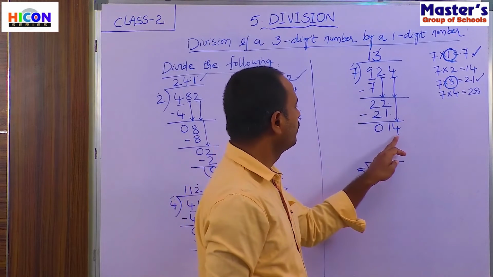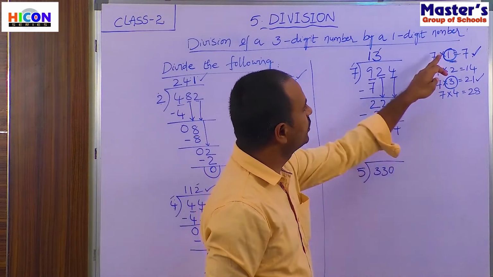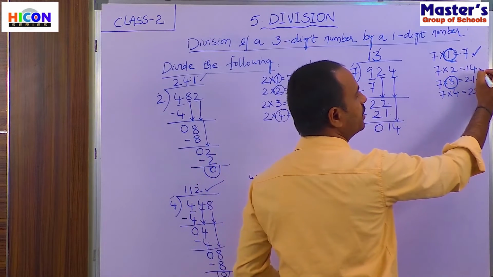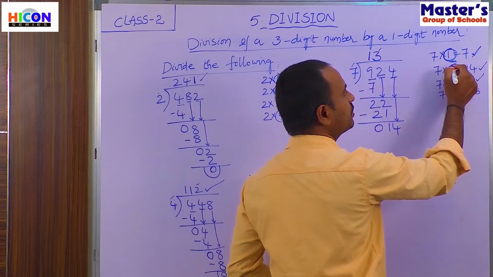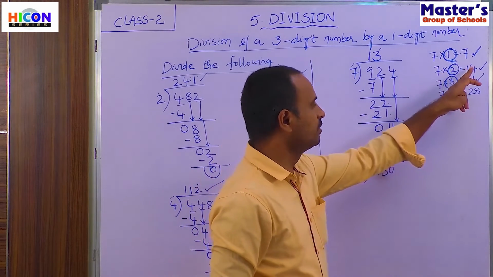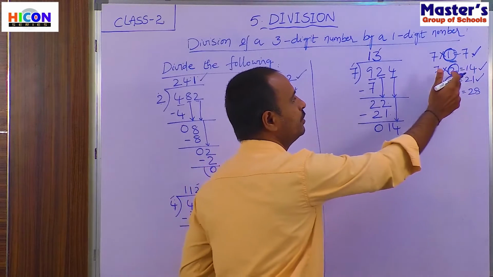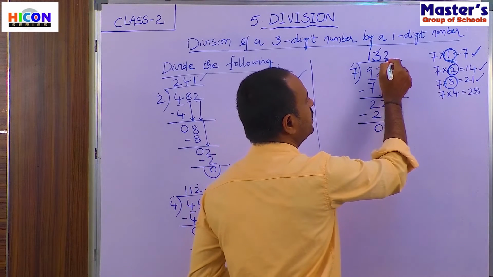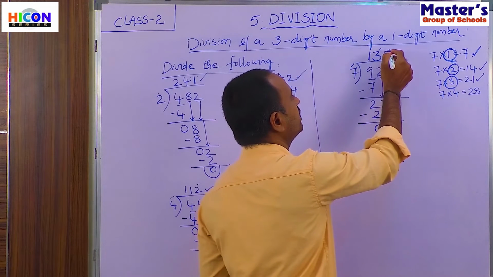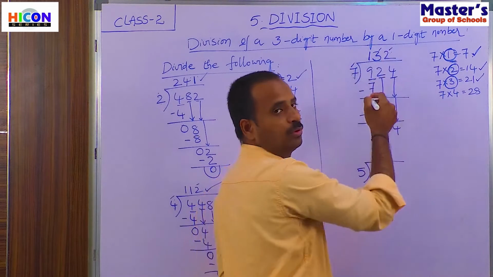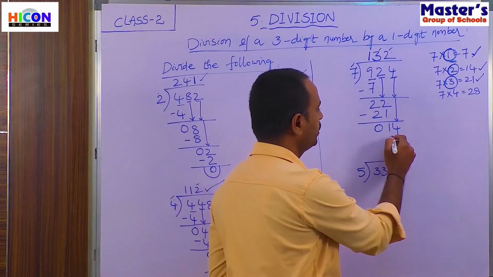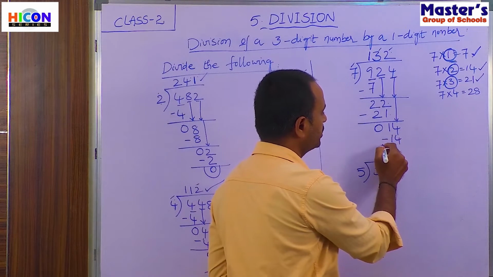Now let us find when the number 14 comes in the 7th table. If you observe the 7th table, the number 14 comes when we take 2 times. If you take 2 times 7, it becomes 14. So write 2 in the quotient beside 3 above the dividend. Now again multiply the divisor and this number, that is 7 into 2. 7 twos are 14. So write that 14 below the 14 and subtract.